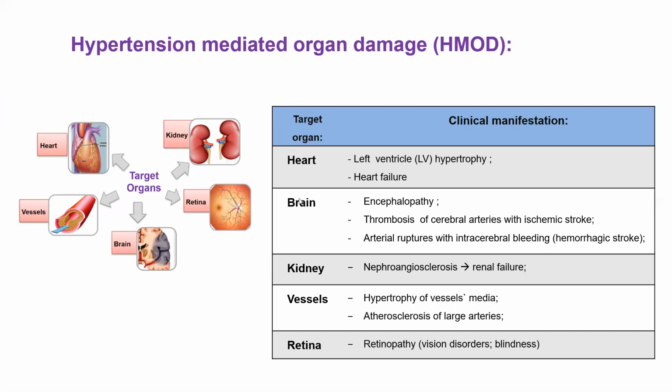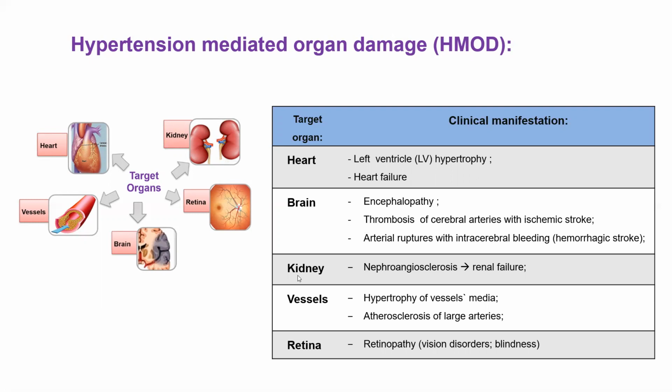Damage of the brain can be manifested by chronic and acute clinical situations. Chronic means the development of encephalopathy and cognitive disorders. Acute cases are patients with stroke. Most of them have ischemic stroke.